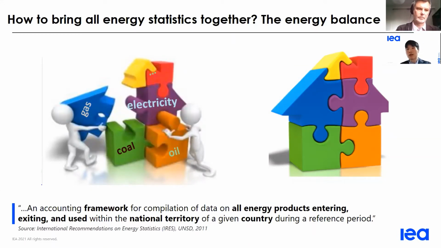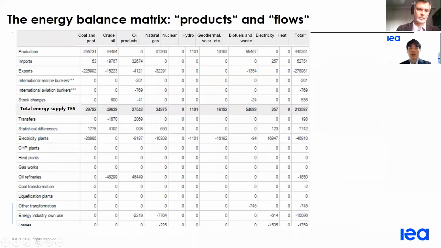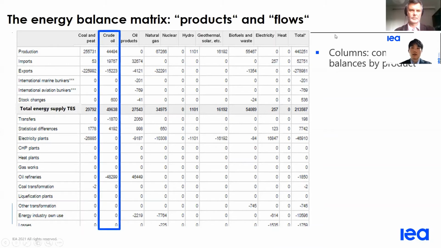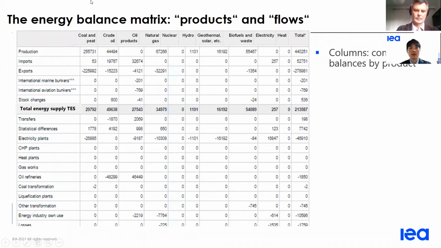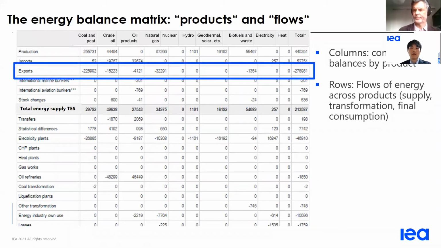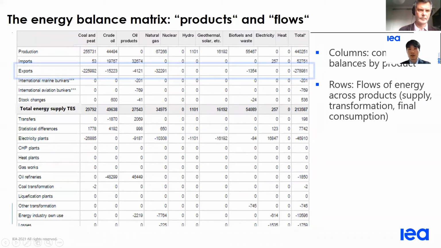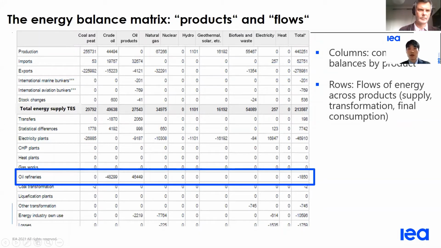Then let's have a look at how the energy balance looks. The energy balance is a two-dimension matrix composed of products and flows. First, let's take a look at the columns. The columns show us the commodity itself, by product. Here we see from coal to oil products, natural gas, and hydro. This is quite an aggregated level, but it can go into a more disaggregated level if there is data. And if you look at the horizontal rows, they define the flows of energy, the energy that goes across the sections, from production, below that the trade and stock changes, and below that oil refineries, etc.